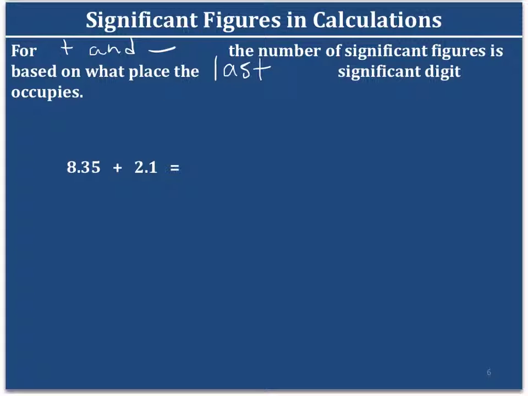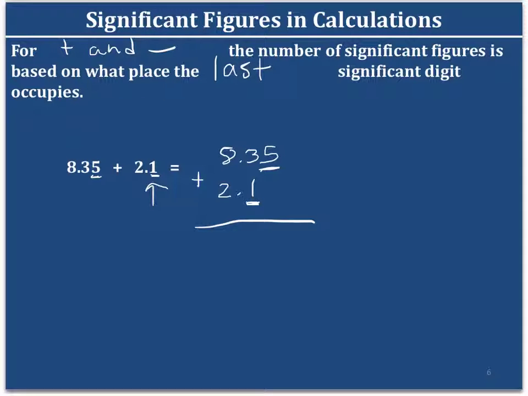Now, if we look at 8.35, our last significant figure is the 5. 2.1, our last one is the 1. Now, of the ones that we've underlined, which one is furthest to the left? That would be this right here. A good way to do addition and subtraction is to actually just line up the numbers. You can see this underlined 1 is further to the left than this underlined 5.